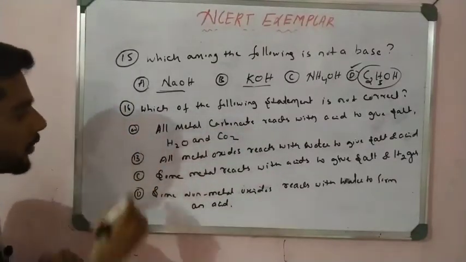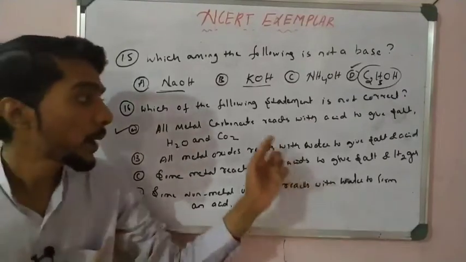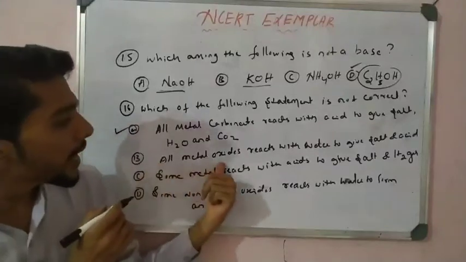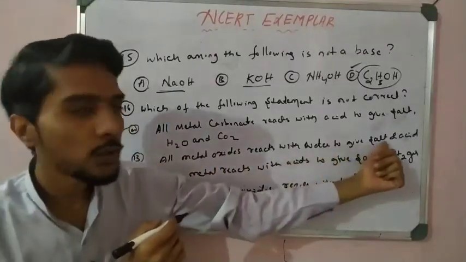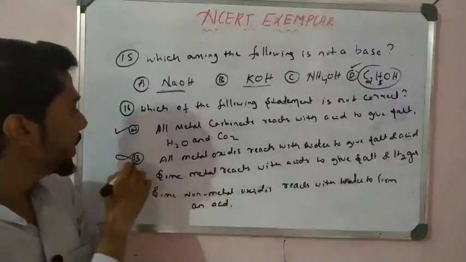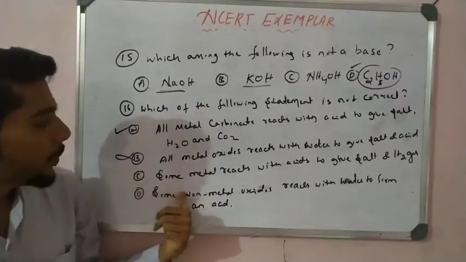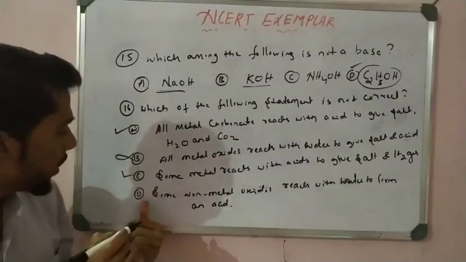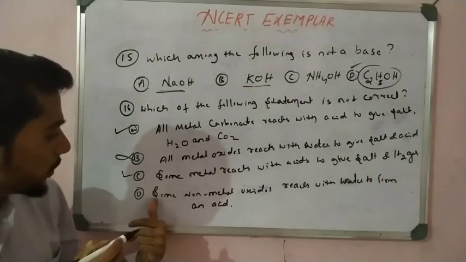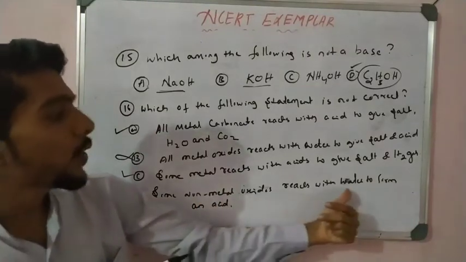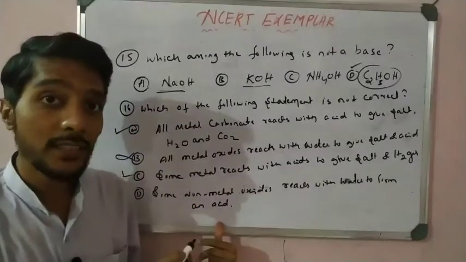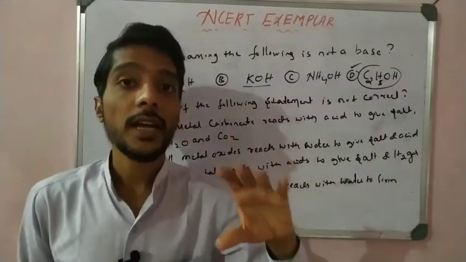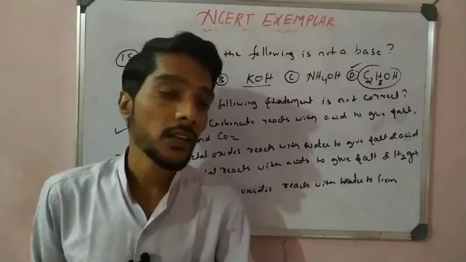So option A is correct. We have discussed this many times: metal carbonate reacts with acid to form salt, water and carbon dioxide gas. All metal oxides react with water to give salt and acid, that is actually a wrong statement. Option C, some metals react with acid to give salt and hydrogen gas, that is correct. Some non-metal oxides react with water to give acid rain. When carbon dioxide, nitrogen oxides and sulfur dioxide react with rainwater, they form acid rain. So that statement is correct.